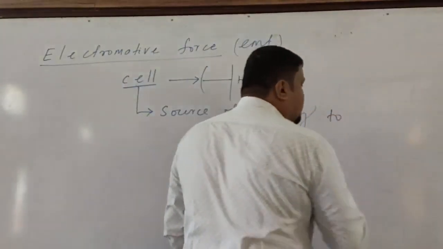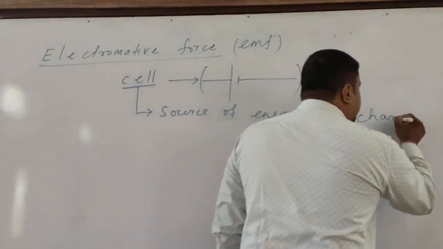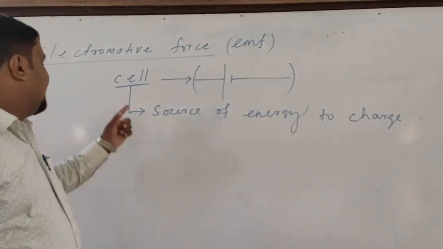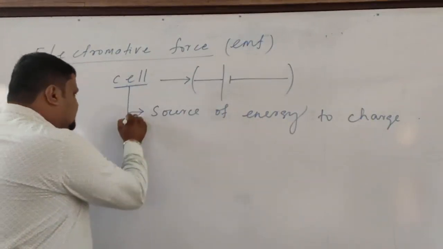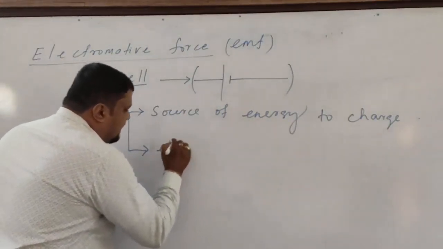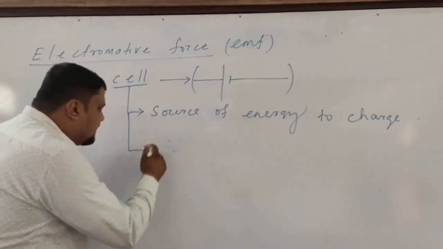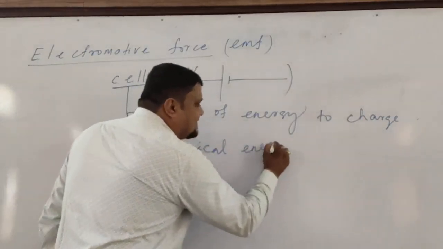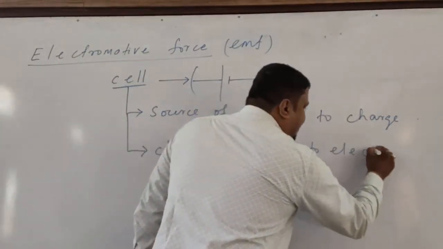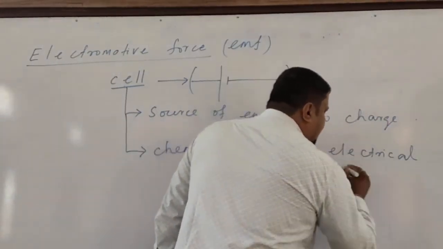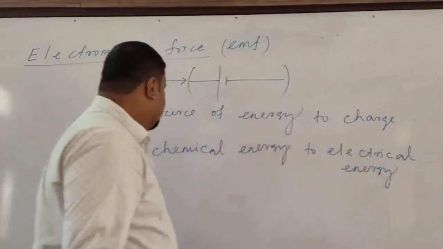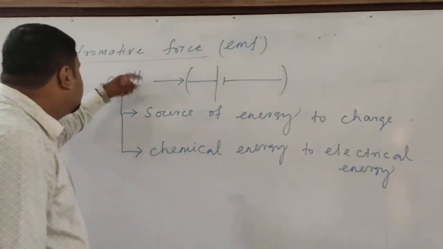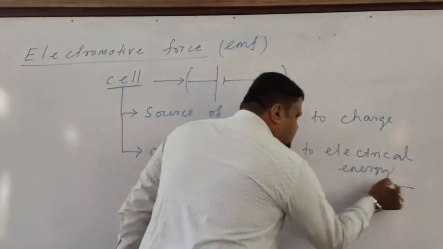To whom? To charge carriers. The cell provides energy to charge. And this cell converts any form of energy, say this converts the chemical energy to electrical energy, like an electrochemical cell. Then the chemical energy converts to electrical energy.